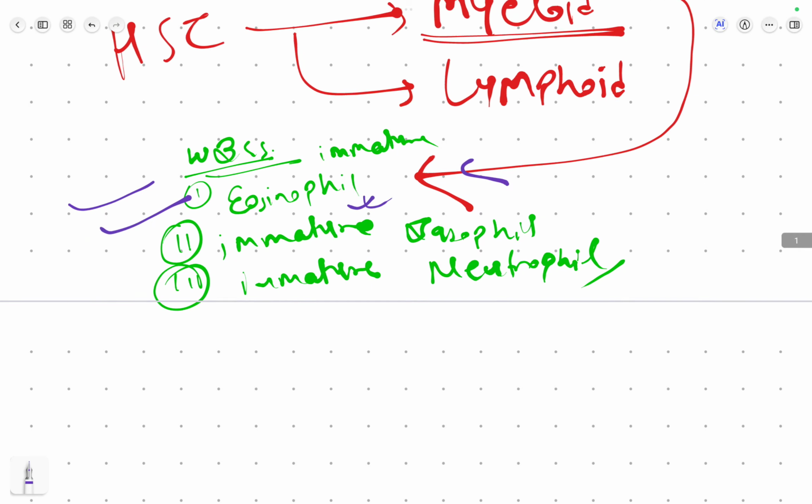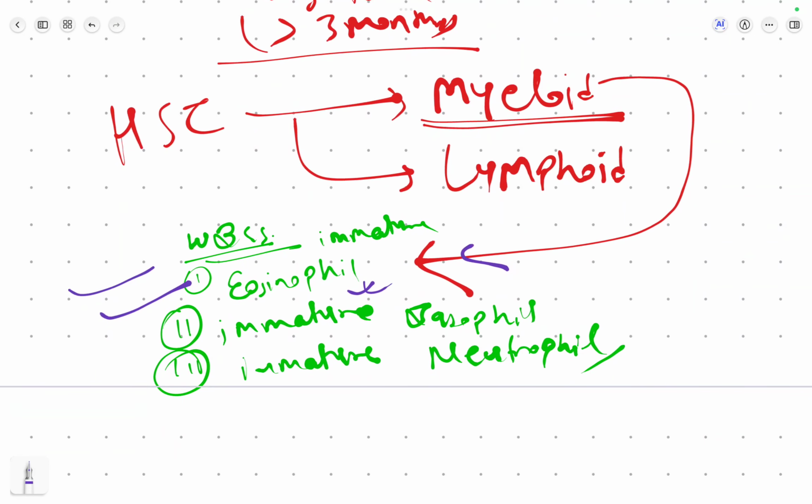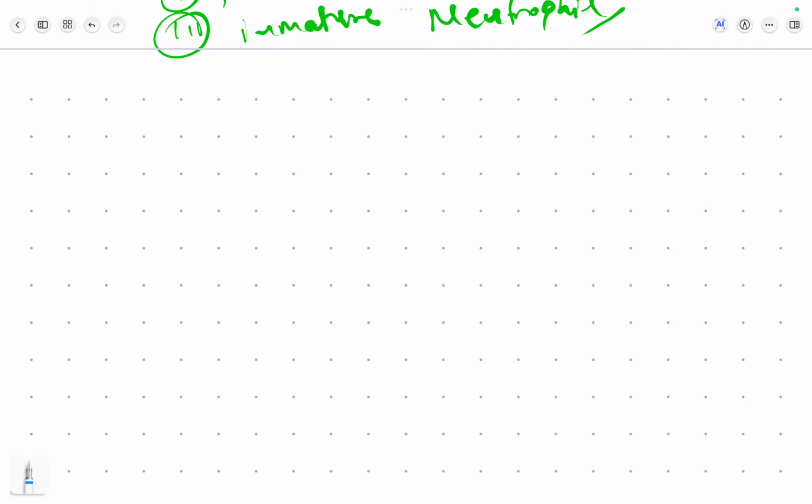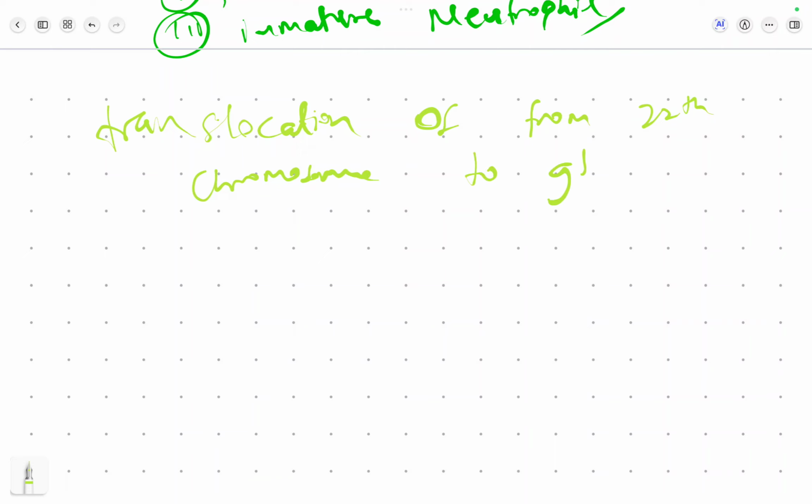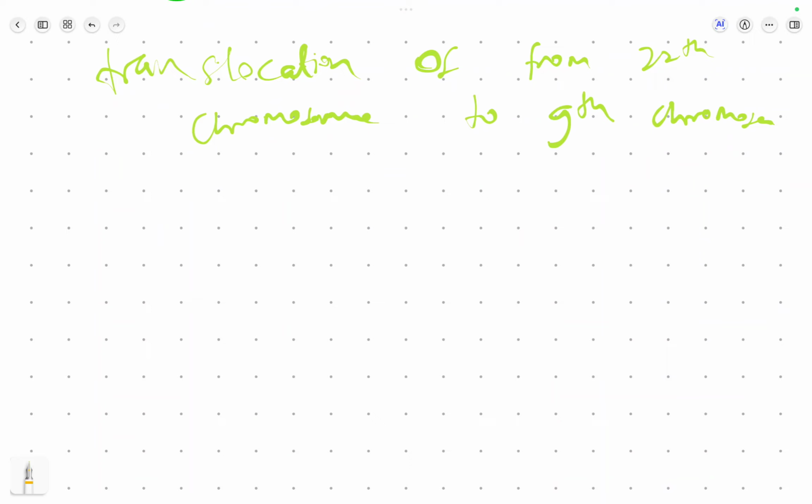What might be the reason? And you should also know that the myeloid series also gives the RBCs and others. So you must know now why this happens. There is a translocation of a gene from the 22nd chromosome to the 9th chromosome. Alright, and let's see what changes.